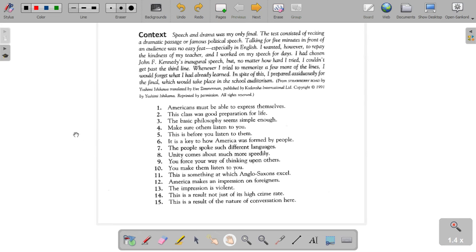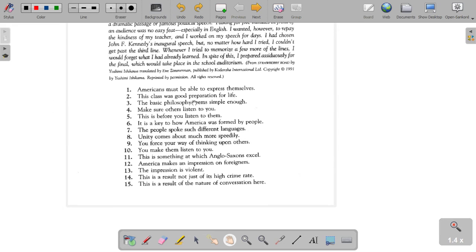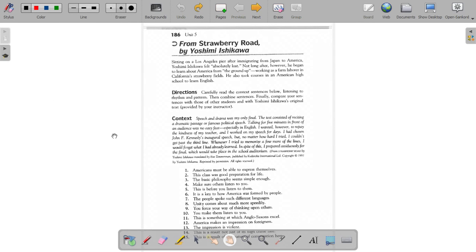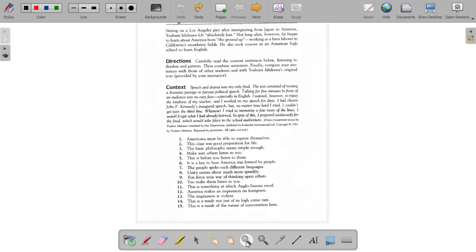Okay, so let's go ahead and read a little bit of this. So there are 34 total sentences here. So let's look at the first few for now.